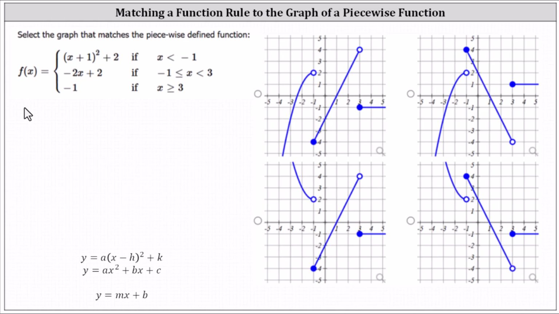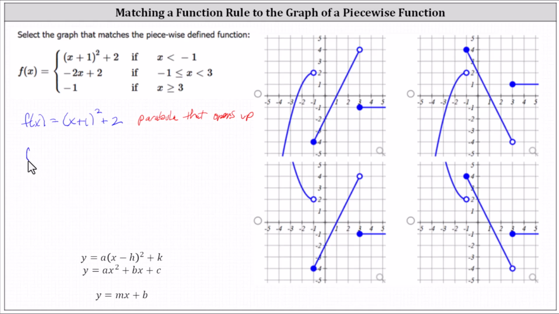Let's first consider f of x equals the square of x plus 1, plus 2, of course only when x is less than -1. This is a quadratic function in vertex form, where if we look at our notes below, a is equal to 1. Whenever a is positive, we know the parabola opens up, which means when x is less than -1, the graph should be a parabola that opens up.